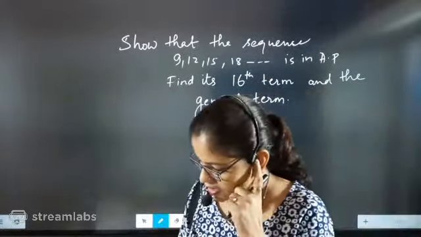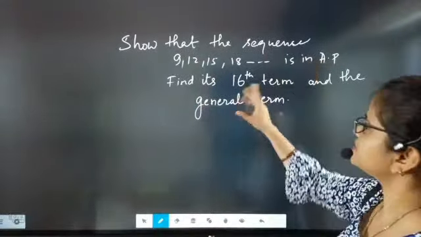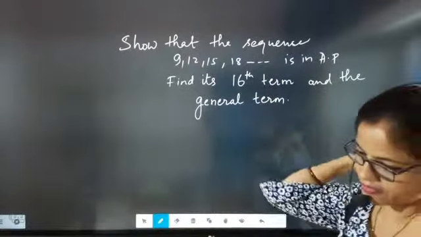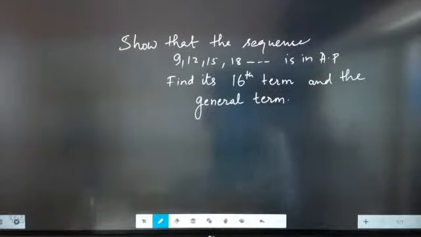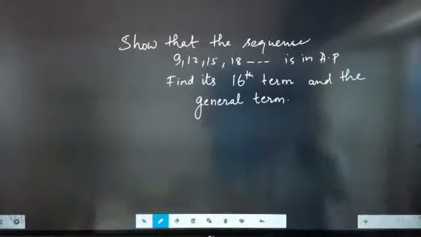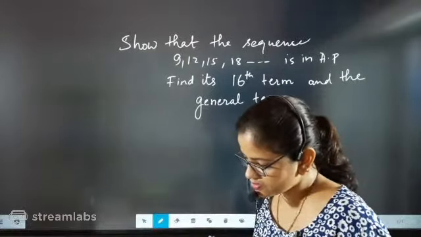Very good. Okay. Now we have to solve this question. They are telling that show that the sequence is in AP. First part, find its 16th term and general term. Oh Janani, it is buffering for you? No beta, from here it is not buffering. Find its 16th term and general term, beta. Try this question out. Try this question out, Rahul. Everyone try this question out, beta. Very good. So fast, Kartika.